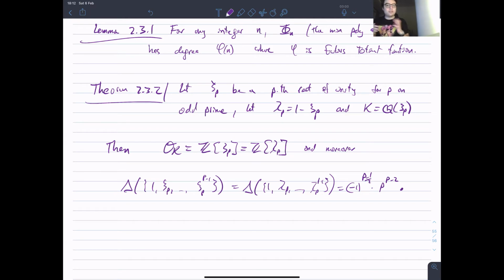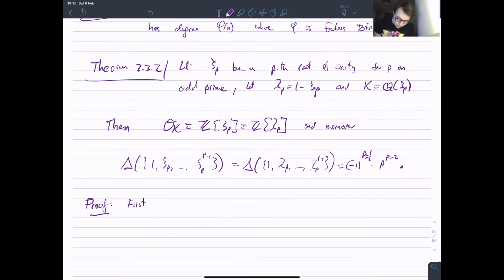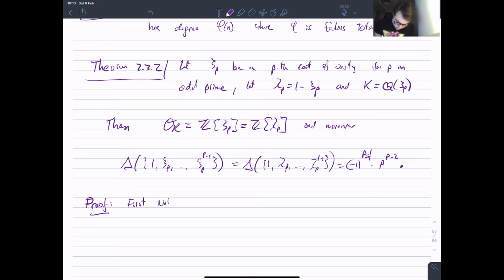We're going to revisit cyclotomic fields later on, but for now this will be a nice family of examples to keep in mind. So, proof of this theorem. First note that by this lemma that I just gave you, Phi_p has degree p minus 1, so the degree of this field extension is p minus 1.